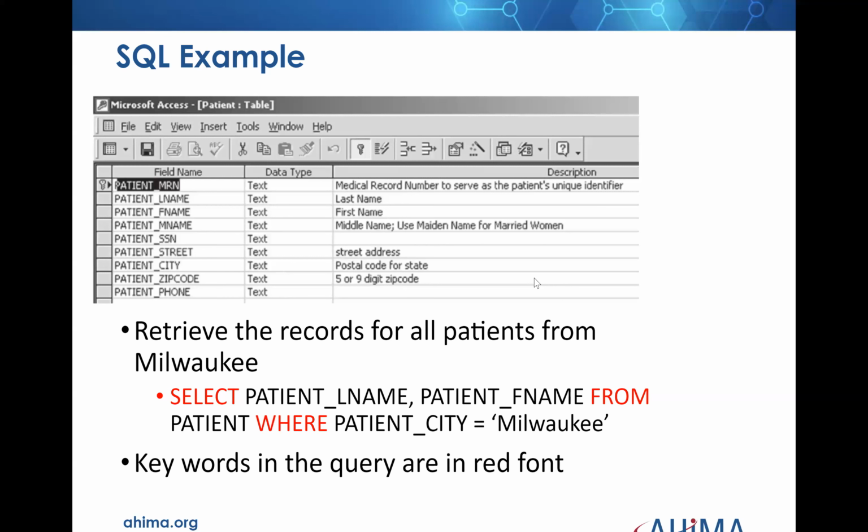So here's an example. Retrieve all the records for all patients from Milwaukee. So we see our select, which is the godfather of all SQL commands, patient name, last name, patient name, first name from the patient table, as you can see up here. Where the patient city equals Milwaukee, right? So then this is what our query looks like.